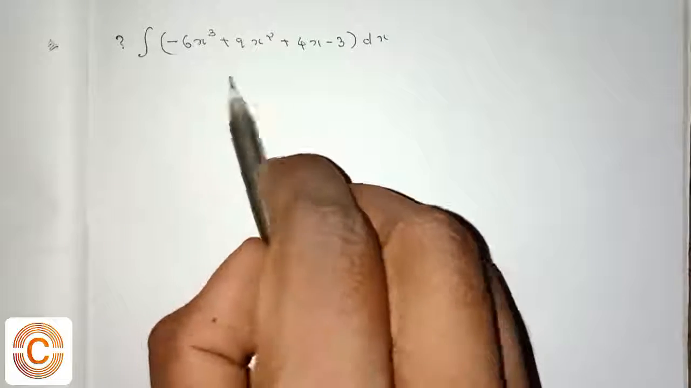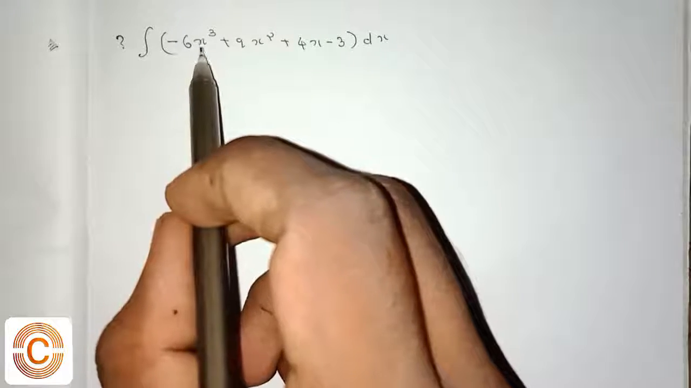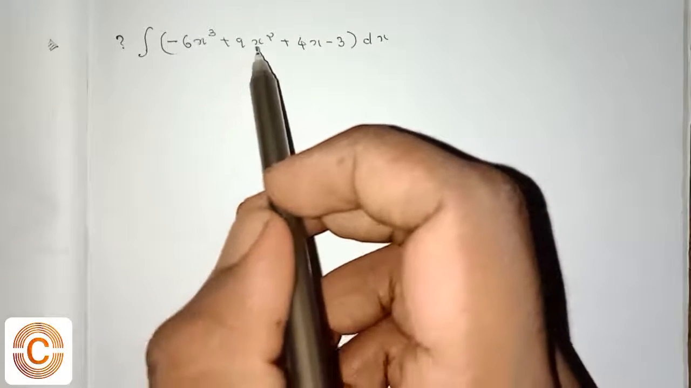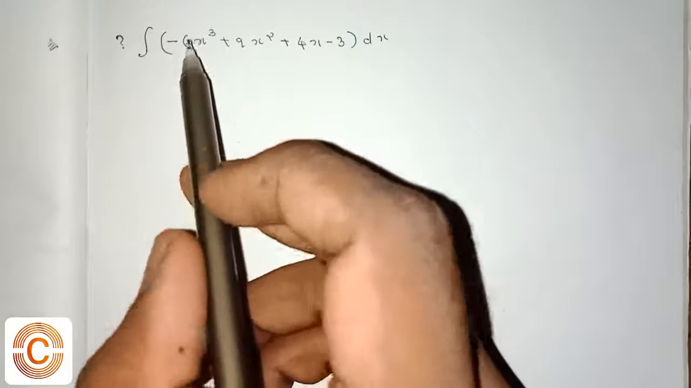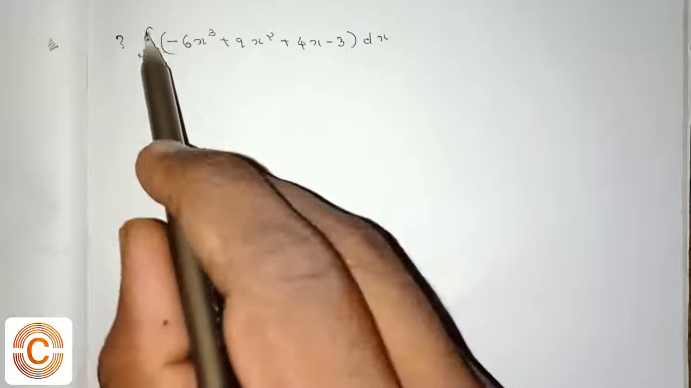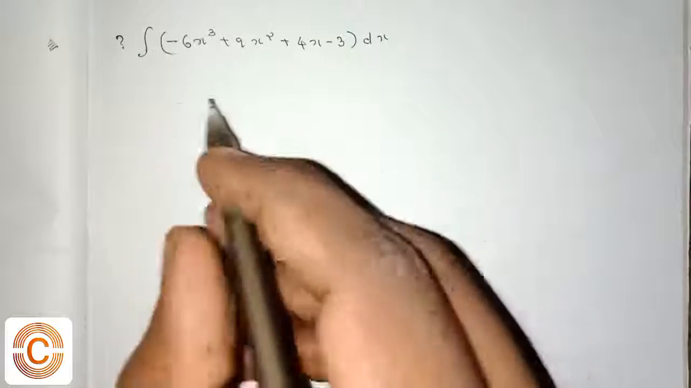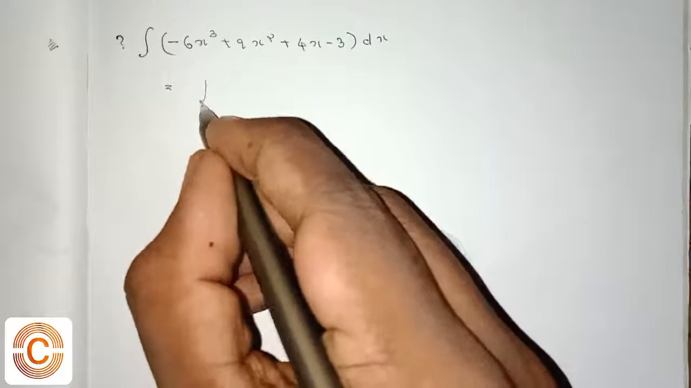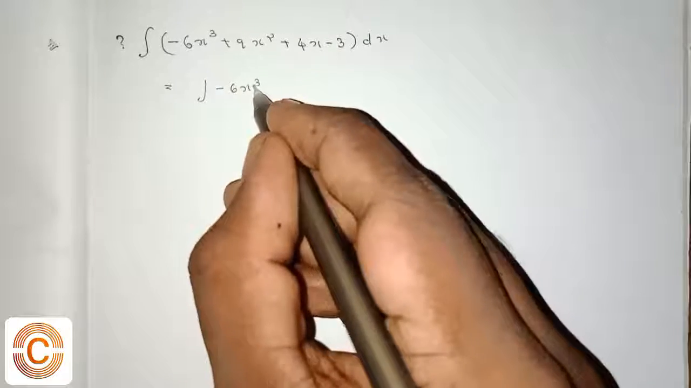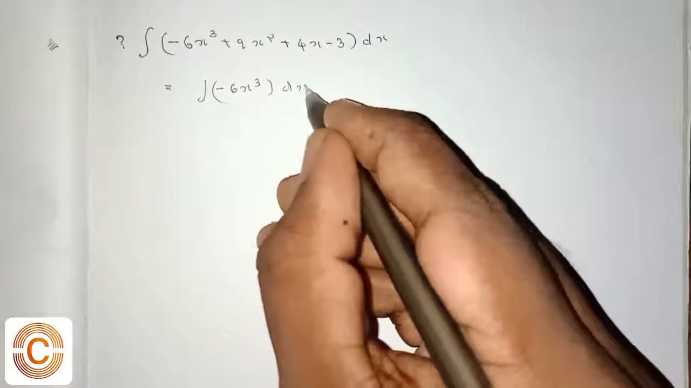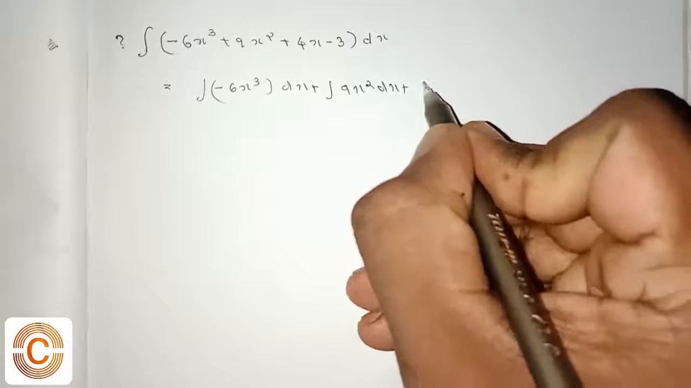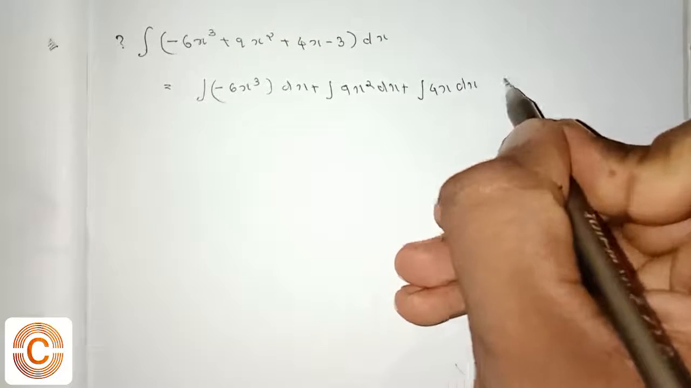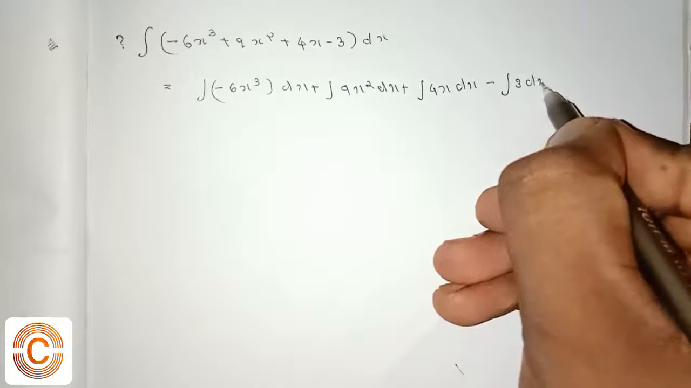Let's take a new question, that is integral of minus 6x cube plus 9x square plus 4x minus 3 dx. First we open the bracket and apply the integral dx, that is integral of minus 6x cube dx plus integral of 9x square dx plus integral of 4x dx minus integral 3 dx.